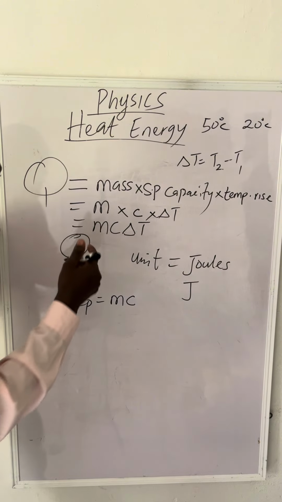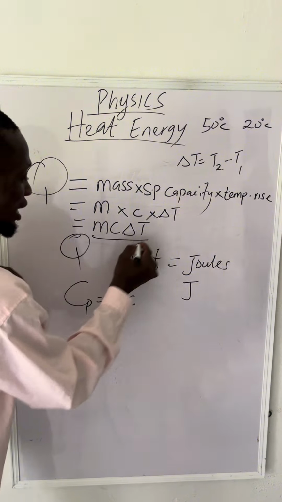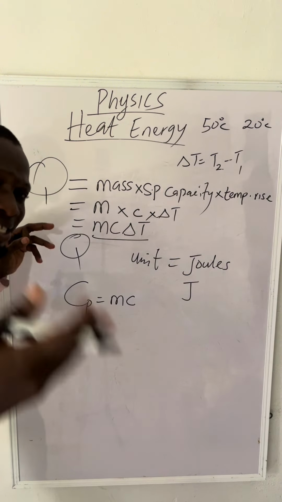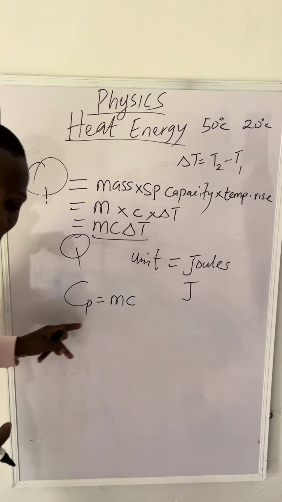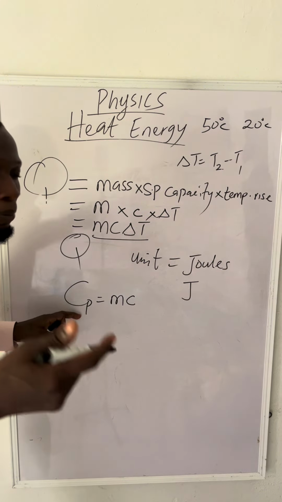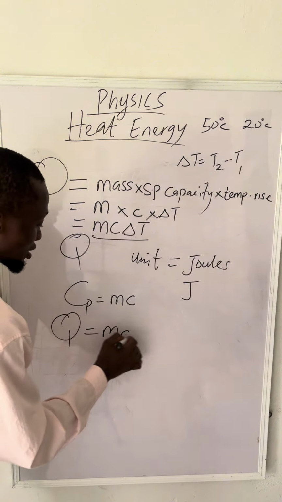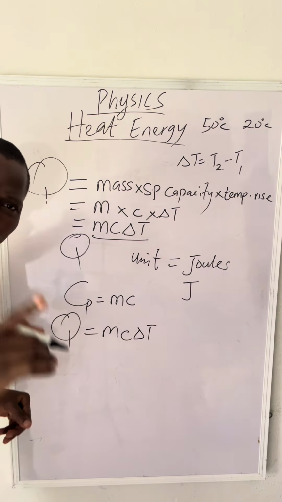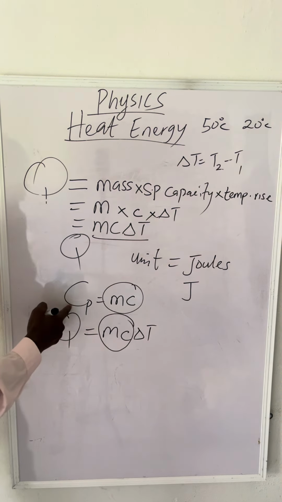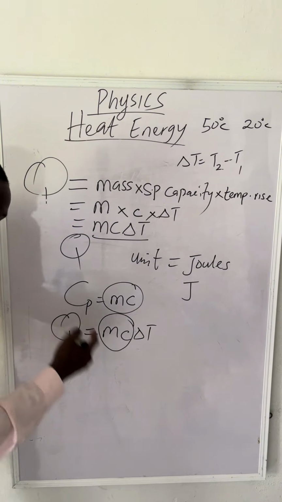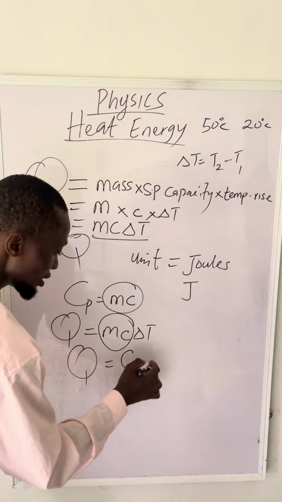So now let us look at this formula. Maybe we can still write the total quantity of heat in terms of thermal capacity or heat capacity. So we just say Q = mcΔT. But mc is equal to what? Thermal capacity or heat capacity. So I can say Q = CpΔT.